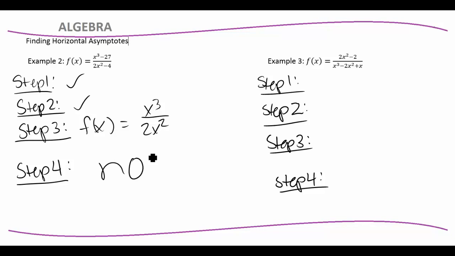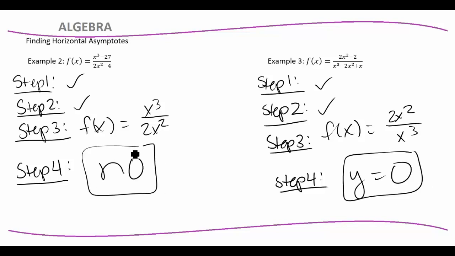Example 3 is f of x equals 2x squared minus 2 over x cubed minus 2x squared plus x. Step 1 is to put it in standard form, check. Step 2 is to multiply out or expand any factored polynomials, already done, check. Step 3, remove everything except the terms with the largest exponents. So we're going to have f of x equals 2x squared over x cubed. In step 4, we're going to determine which case we have. Our exponent in the denominator is greater than the exponent in the numerator, so that is case 2. So our horizontal asymptote is y equals 0.